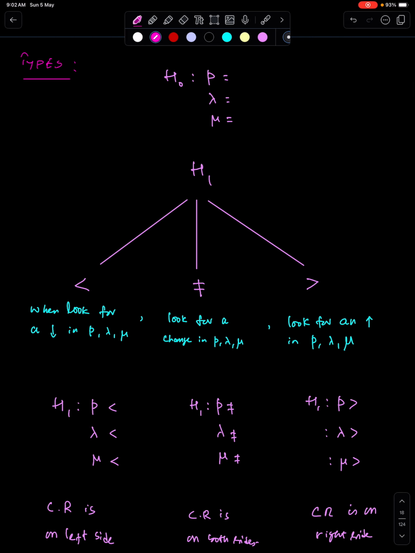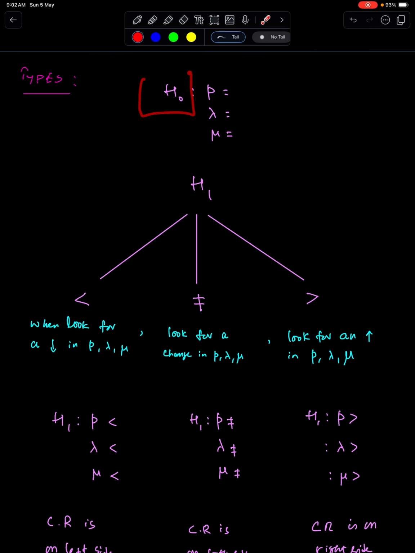Types of tests. There are 3 types of tests. The lower tail, the two tail, and the upper tail. H0 means the null hypothesis. This is known as null hypothesis. It means the current situation. Therefore, H0 always has an equal sign. In testing of hypothesis, we test P of binomial, lambda of Poisson, and mu of normal and non-normal distributions. And H0 is the current situation. Therefore, it always has an equal sign.